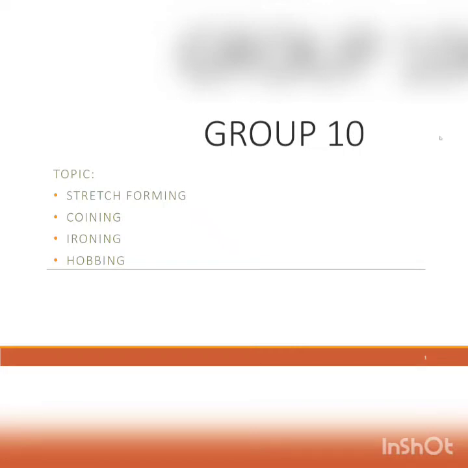Good morning. We're group number 10 and the small topics we've been given to present are stretch forming, coining, ironing and hobbing. These topics are sheet metal forming operations which are carried out under different kinds of stresses. The stresses which are dealt with here are mainly tensile and compressive, and based on the different kinds of stresses, the forming processes are further classified, and we'll be dealing with them in our presentation.